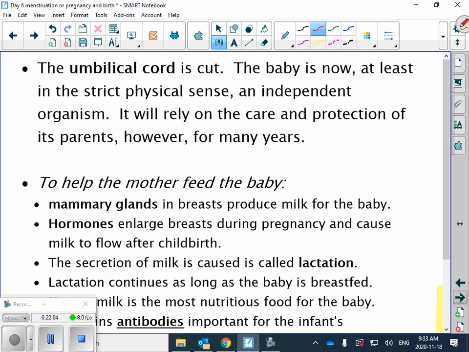Okay, so once the baby's delivered, the umbilical cord is cut, and now that baby, at least in the strictest sense, is an independent organism. However, it's going to rely on its parent for many years. So we, as humans, provide care for approximately 18 years after our offspring are born.